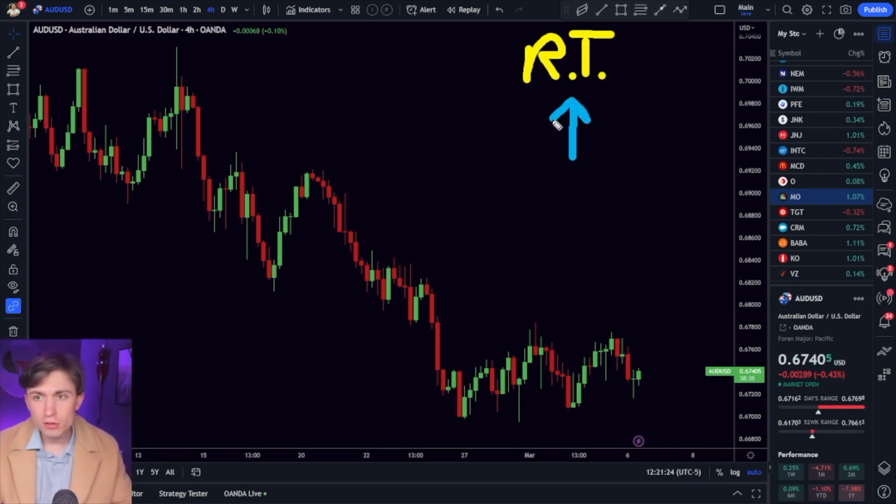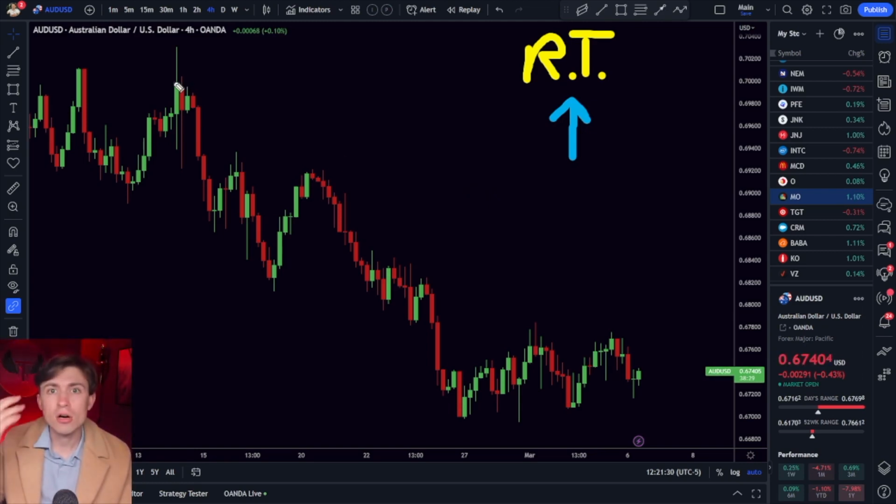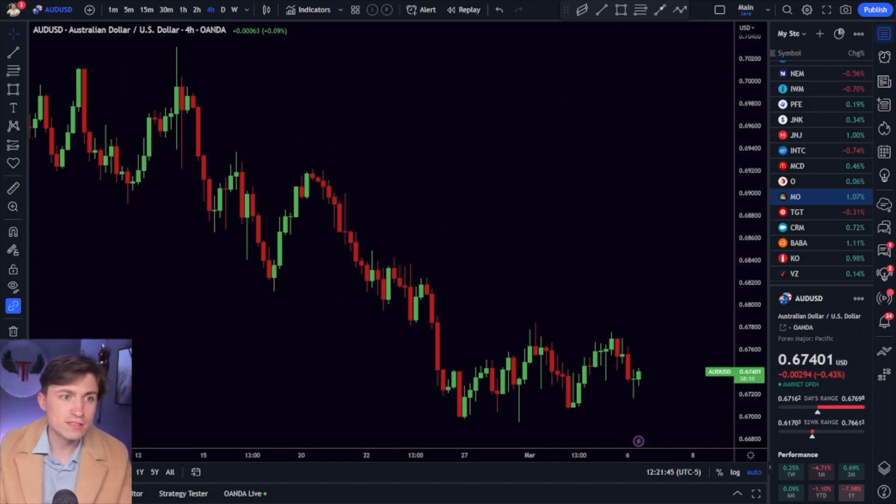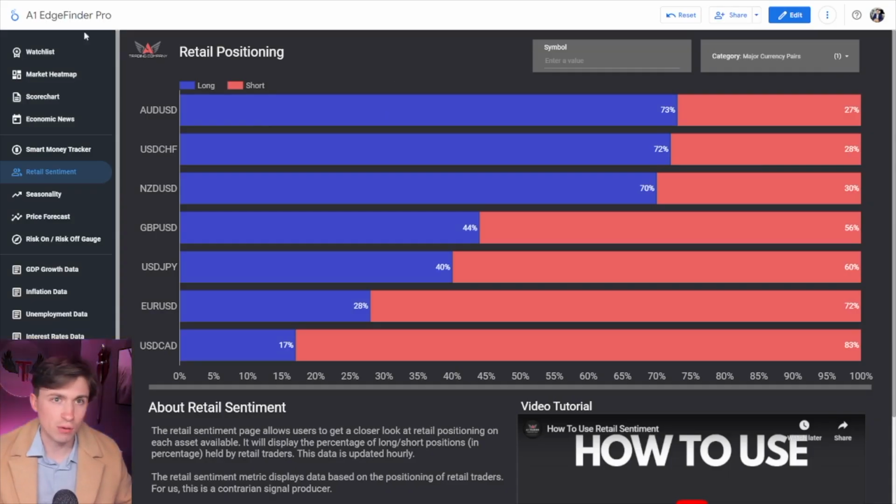Well, if we know that retail traders, again, they lose money on average, right? Retail traders, unfortunately, historically, over time, 95% of retail traders, you've heard that stat over and over, they lose money. So if they're all long on this chart and this chart is trending to the downside, it's actually a potential signal to be short biased. So that's why we've calculated this data and pulled it into our software, the A1 Edge Finder.